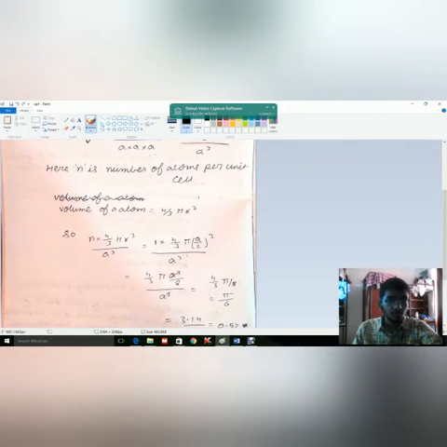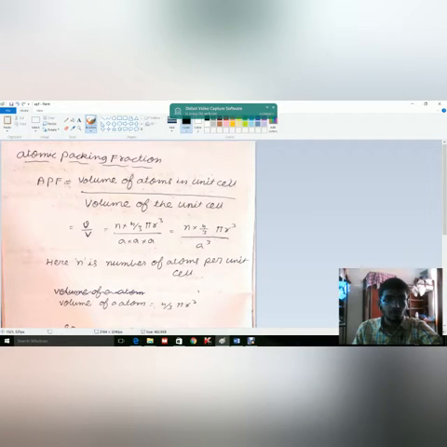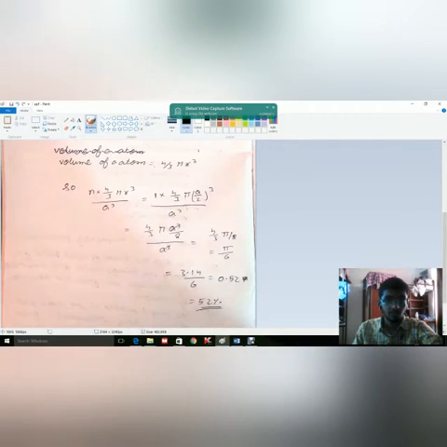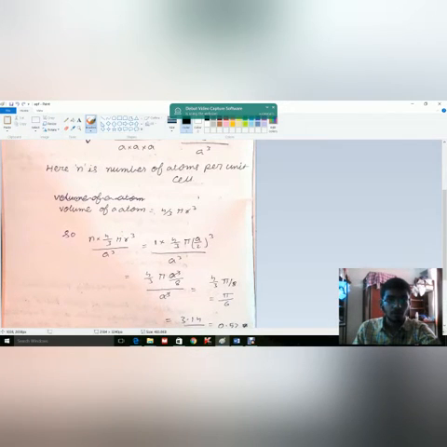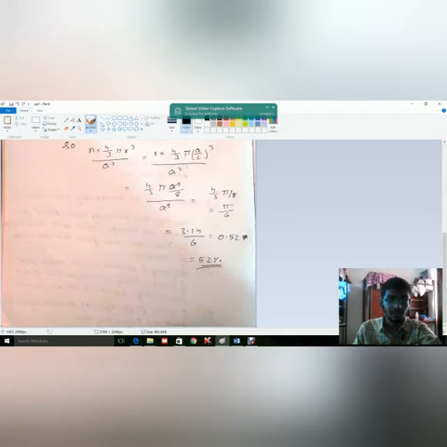So n into 4 by 3 pi r cube divided by the volume of a unit cell, side into side, so a cube. Here, the radius is half of a. If we take a as 1, then it is 0.5 a. I have written it as 1 by 2 a. So if you calculate and substitute pi as 3.14 and divide by 6, we'll get 0.52. So it is 52%.